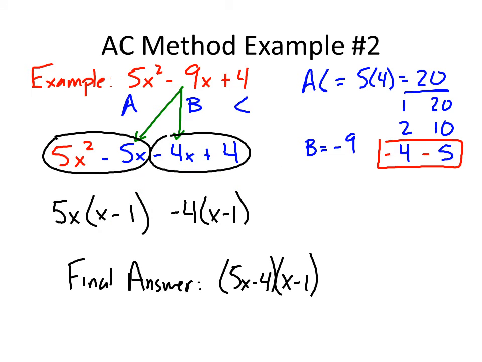So the second group has a 4 in common. I'm just going to factor it out as a negative 4. And again, by doing that, I'm left with x minus 1 once again in the parentheses. Again, we want the same thing in the parentheses in order to know that we did the AC method successfully. So in this case, my answer is 5x minus 4 and x minus 1.